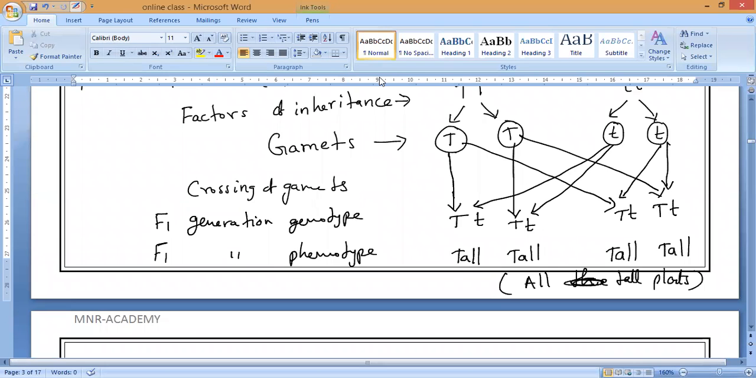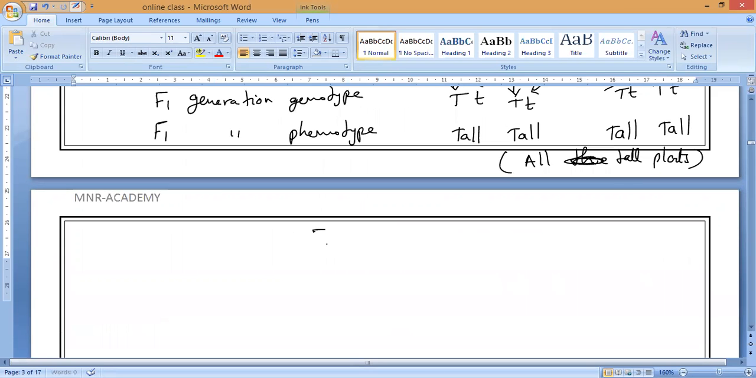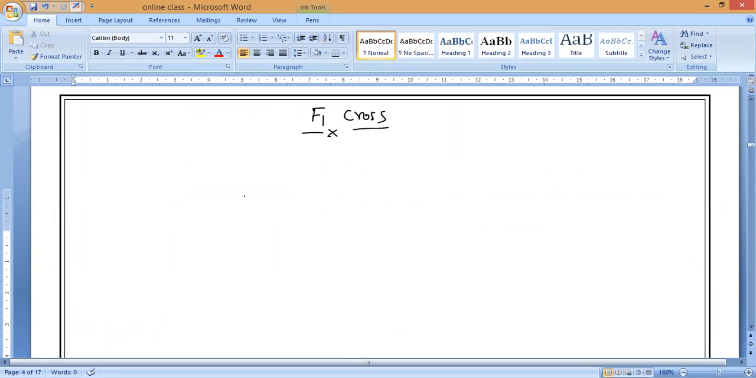This is what you have to explain in your exam also. So in the parental cross, this is what will happen. Here you can see capital T is the dominant trait and small t is the recessive trait. Now if I go with the F1 cross, what is going to happen? In the F1 cross, we are taking two plants, a tall plant crossed with another tall plant.